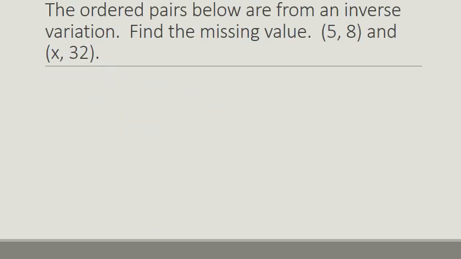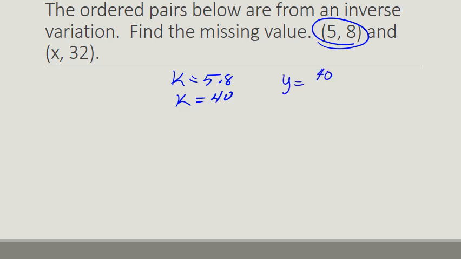Okay. So another example, the ordered pairs below are from an inverse variation. We want to find the missing value. So again, we can find our k using this ordered pair. So k is equal to 5 times 8, or k equals 40. So my equation is y equals 40 divided by x.